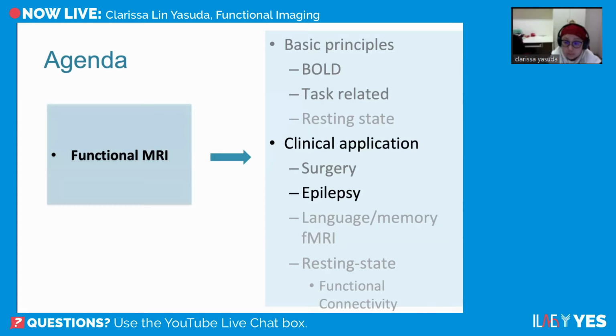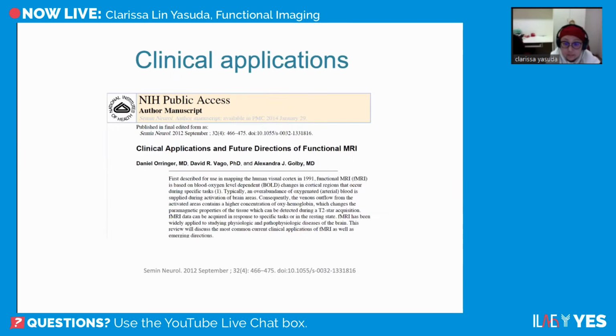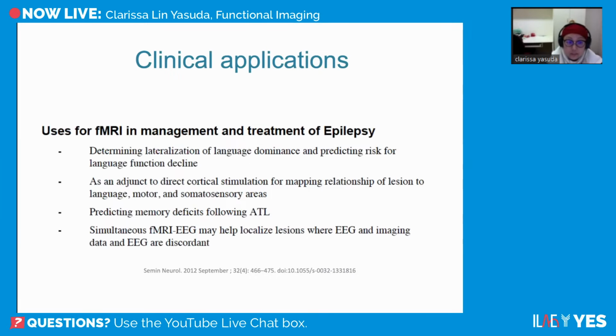So the second application that I think is nice to talk about, of course, is epilepsy. Again, in that same article, they also mention the use of fMRI in epilepsy. It helps to determine the lateralization of language dominance, predicting the risk of language function decline after surgery. It is also an adjunct to direct cortical stimulation for mapping the relationship of the lesion to language, motor, and somatosensory areas. It can also predict memory decline following anterior temporal lobectomy.